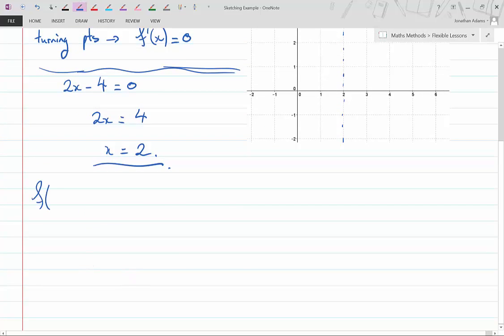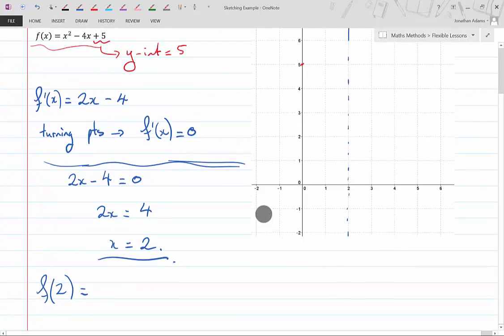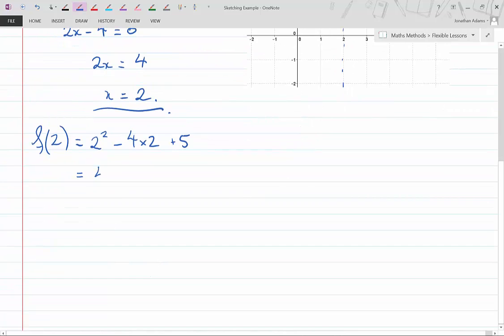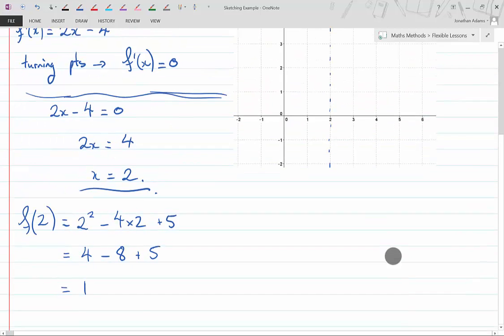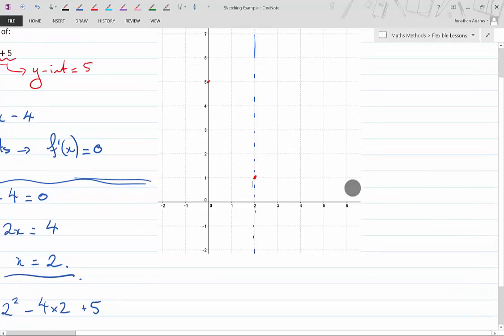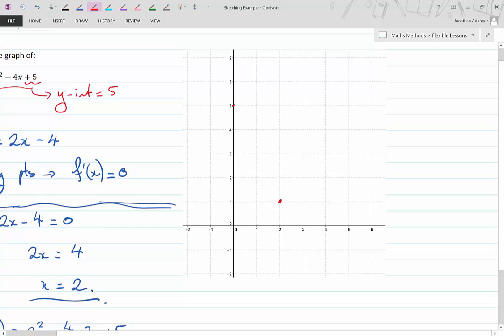So I'm going to work out what f of 2 is. I can't remember the equation off the top of my head. 2 squared minus 4 times 2 plus 5. And I get 4 minus 8 plus 5, and that will be equal to 1. So that means my turning point has to be here. And once I've got that, I kind of have enough information to sketch this graph. I've got as much as I'm ever going to get. I know it's got to have a y-intercept here, and it's got to have a turning point here. The symmetry tells me it's going to also have to go through here. So that should be enough to get a decent sketch.